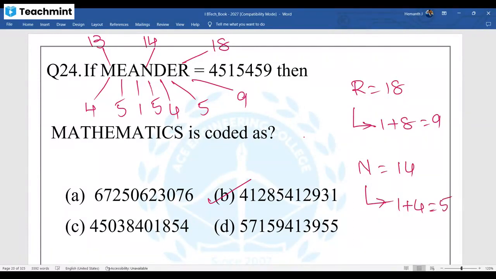Option B is correct. Number coding. Clearly in this question, when I mention number coding, we are assigning some number for the given letter. It may be directly the number of letters plus 1 minus 1, or forward code or reverse code.